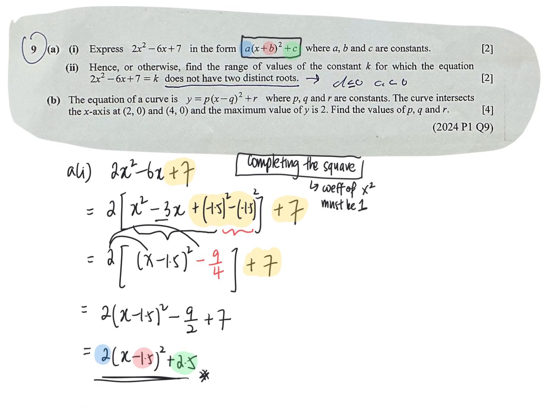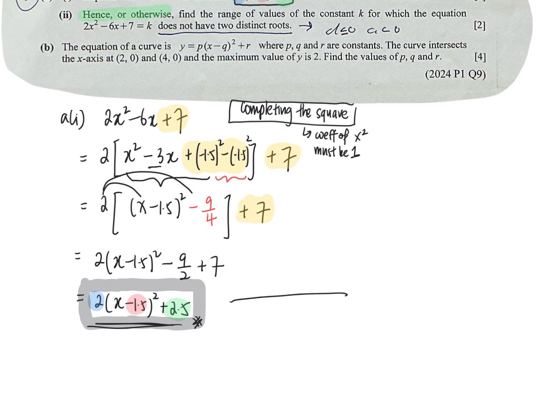It says hence or otherwise, find the range of values of the constant K for which this equation does not have 2 distinct roots. I don't want this to have any solution at all. So what is the range of values of the constant K so that this will never cut at all? Oh no, does not have 2 distinct roots means it can have 1 or nothing.